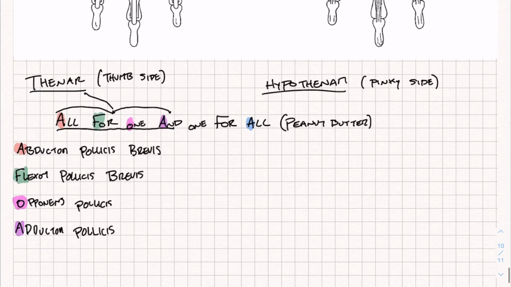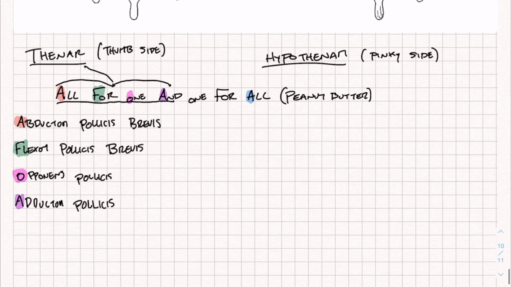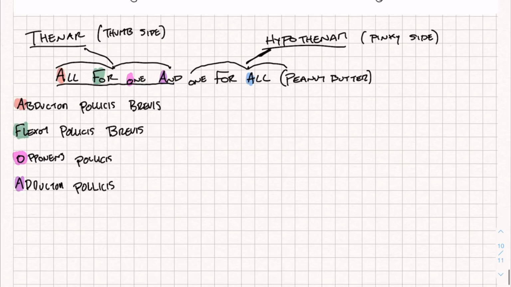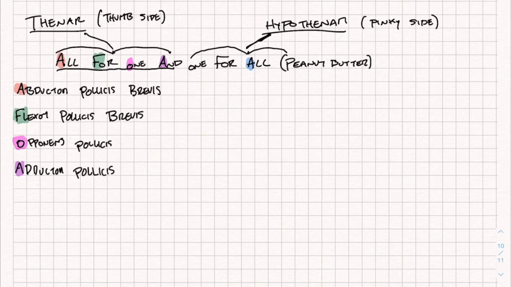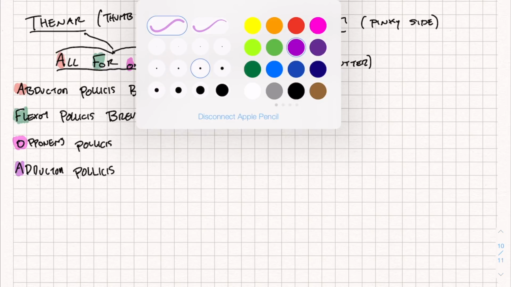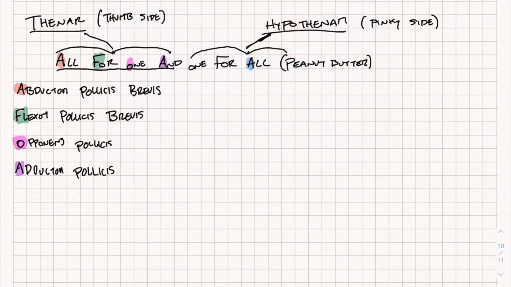Okay. Now we'll move to our hypothenar muscles, which means these ones are our hypothenar muscles. So again, if we have a muscle that starts with an O, we're going to have an opponens muscle. I'll do that in this purple.